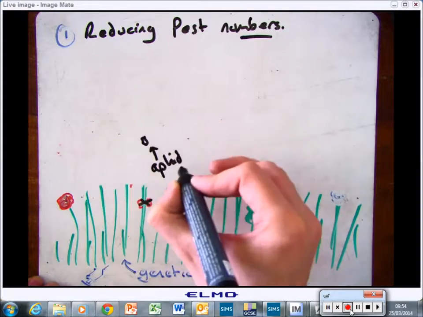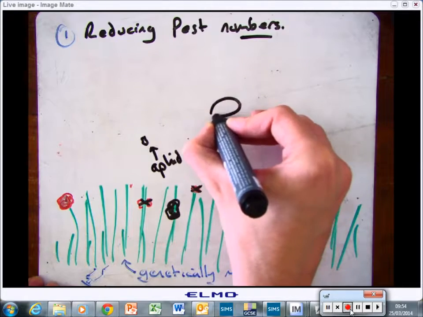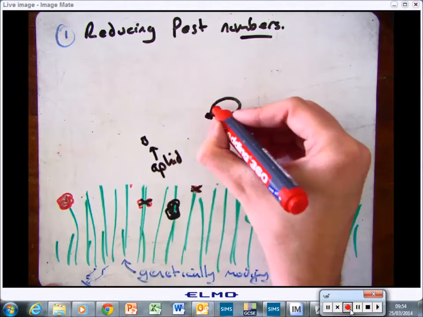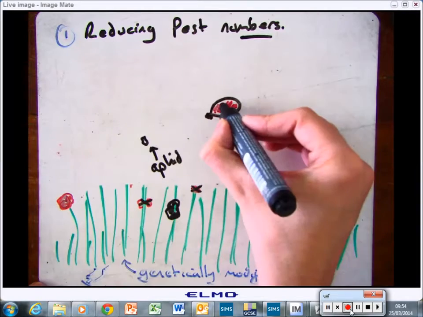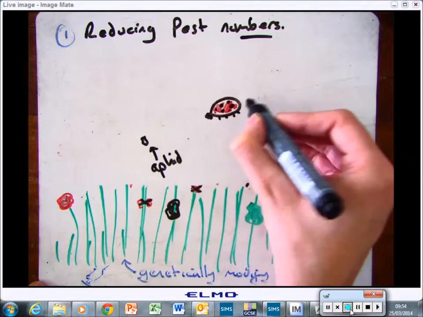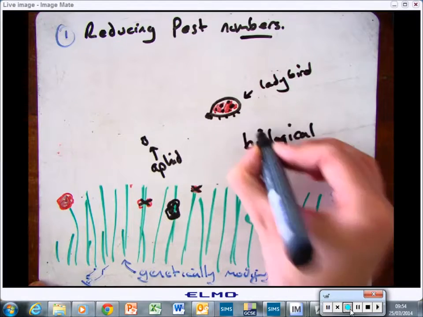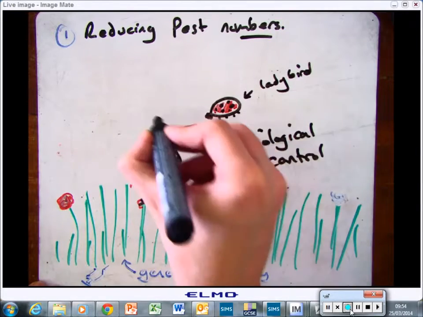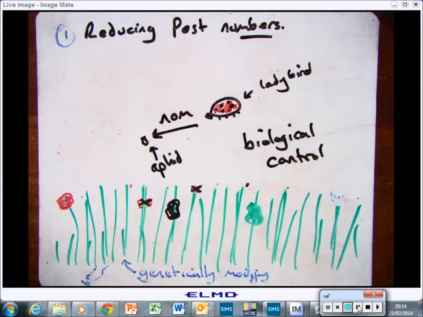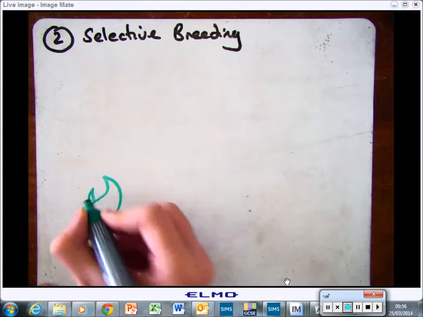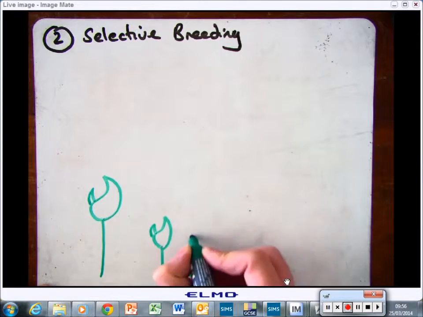And last but not least is to use a biological control. This means using living things instead of chemicals to control the pest. So for example, aphids are a pest that eat vegetables, so what people will do is they'll use ladybirds, and those ladybirds are natural predators of aphids, so they can be released into the fields and they keep the aphid numbers down.